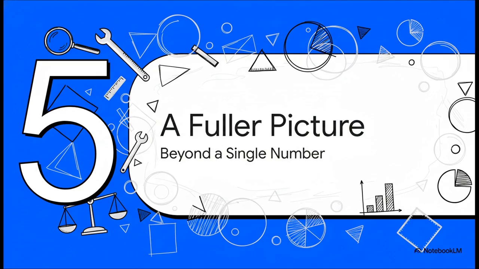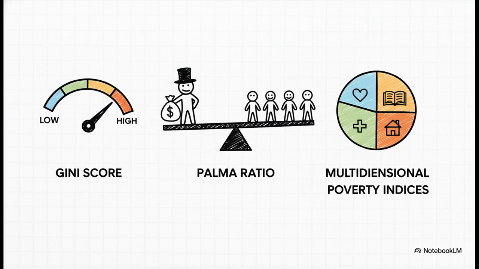Well, we don't throw it out. We just add more tools to the toolbox to get a fuller picture. And that's exactly why economists don't just rely on one thing. They have a whole toolkit. They might use something called the Palma ratio, which hones in on the gap between the richest 10% and the poorest 40%. Or they'll use these multi-dimensional poverty indices that bring in those other factors we talked about, like health and education. Think of it like a car's dashboard. The Gini is just one gauge, maybe the speedometer. You need to look at the fuel gauge and the engine temperature too, to really know what's going on.